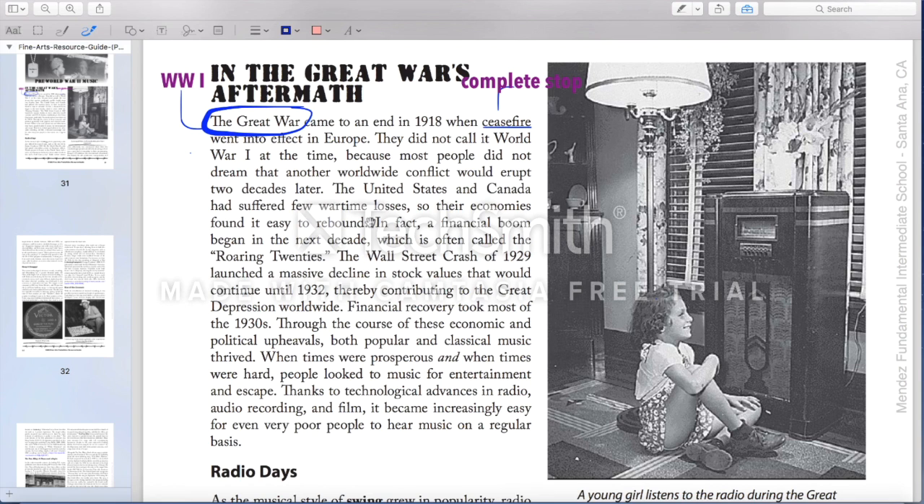In fact, a financial boom began in the next decade, and this is called the Roaring Twenties. Let me give you a little bit of a snippet of what the Roaring Twenties look like.